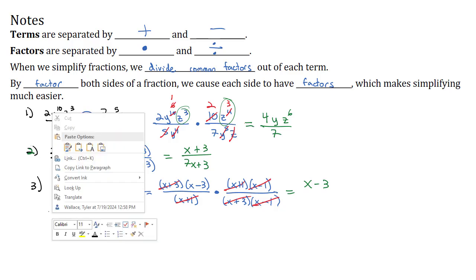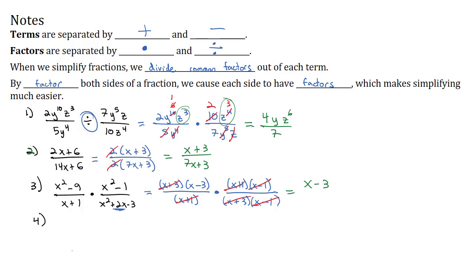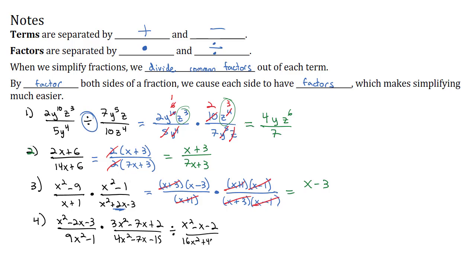Let's do one more problem to make sure that we've got this down. Let's try x squared minus 2x minus 3 over 9x squared minus 1 times 3x squared minus 7x plus 2 over 4x squared minus 7x minus 15. And let's do divided by x squared minus x minus 2 over 16x squared plus 40x plus 25.